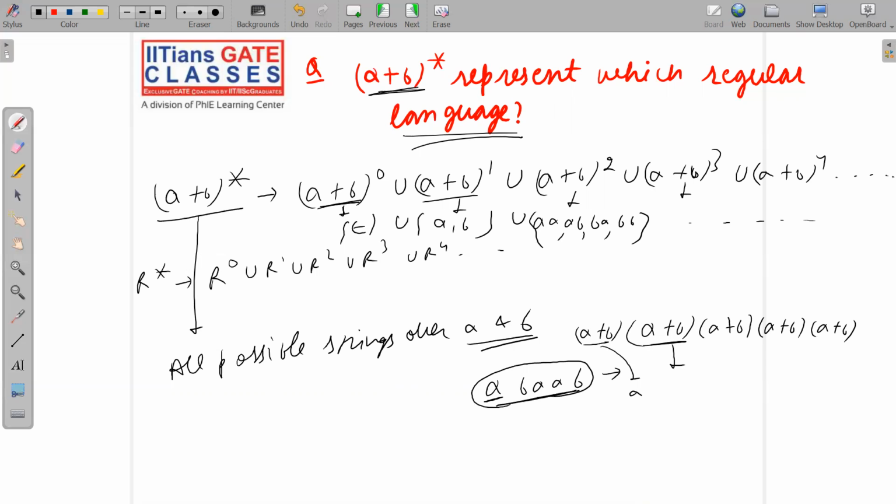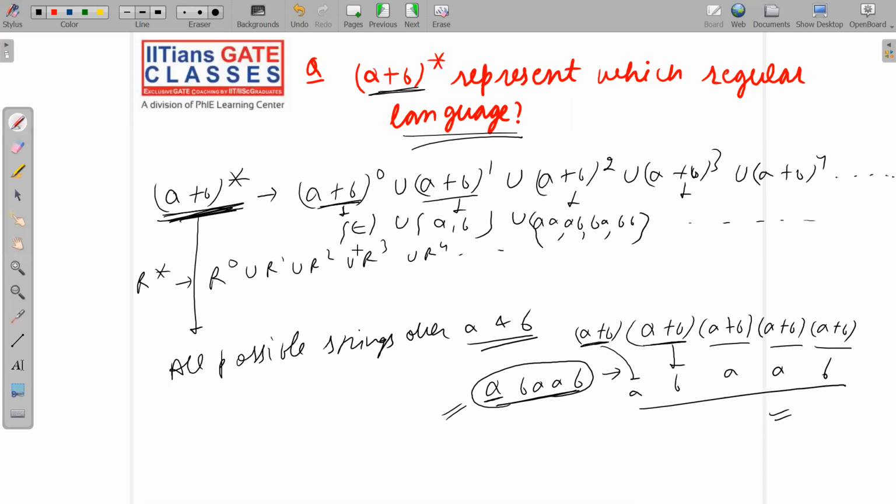So I am picking from here. I am picking a. From here I am picking b. From here I am picking a. From here I am picking a. From here I am picking b. So a b a a b. This string is present, or you can say is represented by this regular expression. Or properly I should say that this string is present in the regular language which is represented by this regular expression.